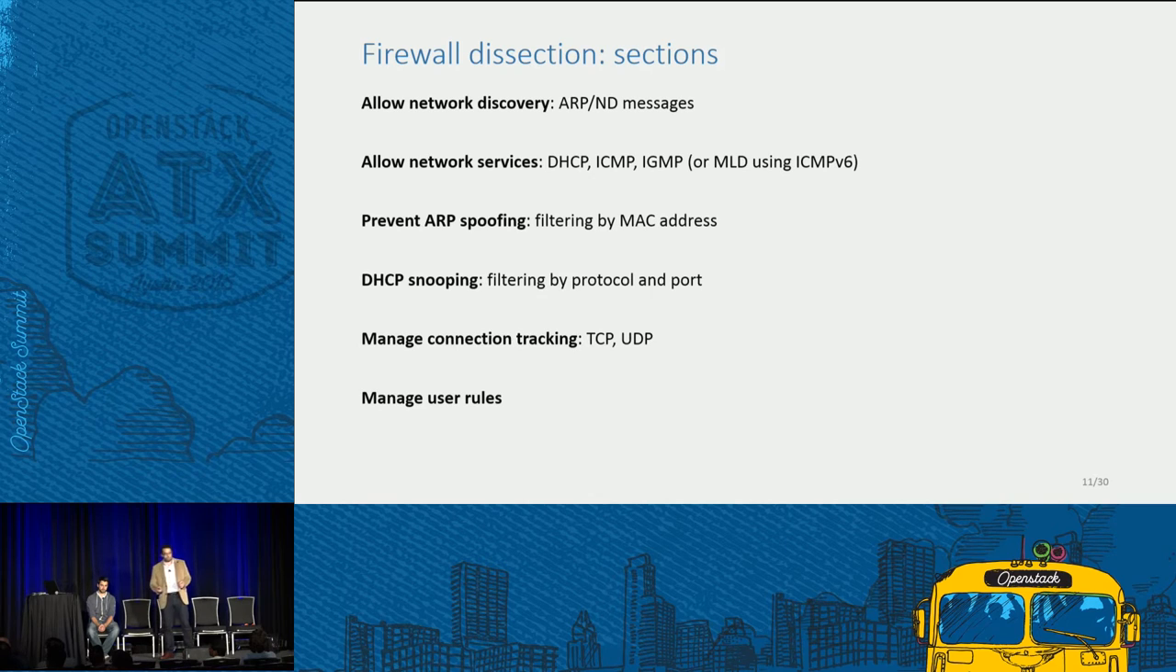What is inside a firewall? Well, I think most of you know what a firewall does. For example, a firewall needs to allow you ARP and network discovery if you are using IPv6 messages, and of course, a firewall needs to give you the possibility to use some services like DHCP, ICMP, or IGMP. Also, a firewall must prevent ARP spoofing by, for example, filtering MAC addresses. And of course, also DHCP snooping, by allowing only trusted DHCP servers to serve IP addresses inside the network. Of course, as Jakub will talk about later, a firewall can manage connections using connection tracking. And the last but not the least, a firewall must manage user rules.